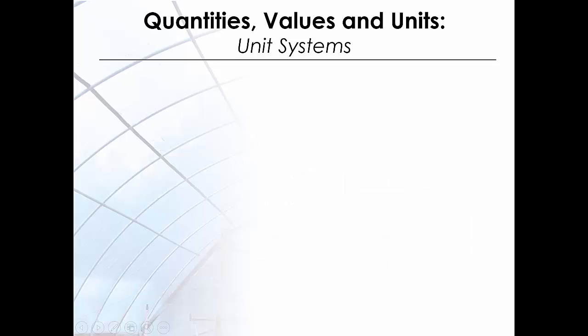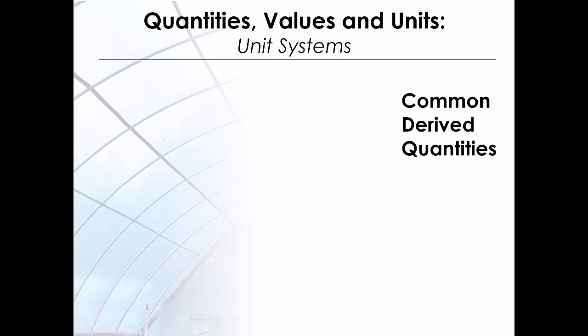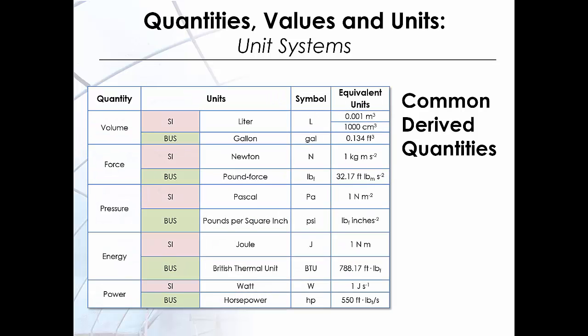Other quantities, called derived quantities, are defined in terms of the 7 base quantities. When base quantities are multiplied or divided, a compound or derived quantity is obtained. This table presents some of the common derived quantities, for instance, volume, force, pressure, energy, and power. The table also presents the units used for each given derived quantity for two different unit systems.